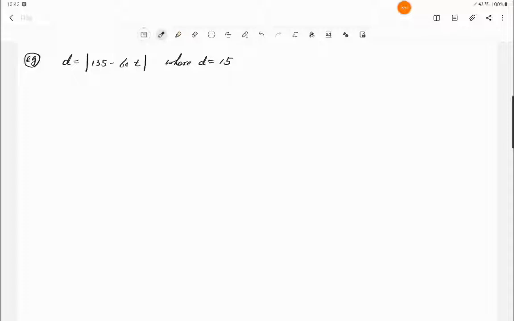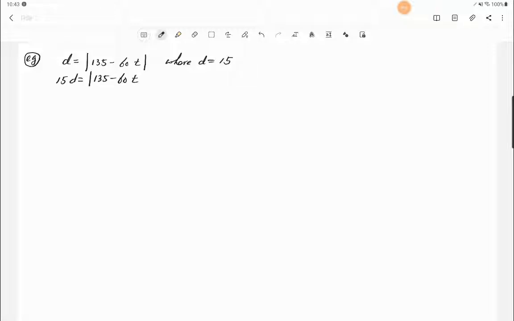Okay, let's solve this equation. d equals the absolute value of 135 minus 60t. Then when the value of d is 15, let's find t. So substitute 15 for d. Then we get this equation.